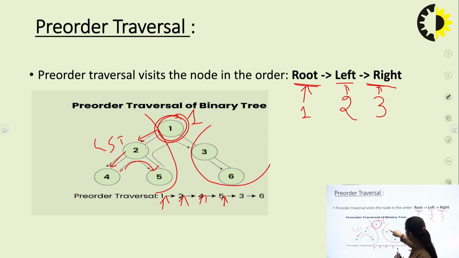Then the right one of this tree is 3, and after reaching this node, there is no left and right. Then the last one, we visit this node, that is 6.